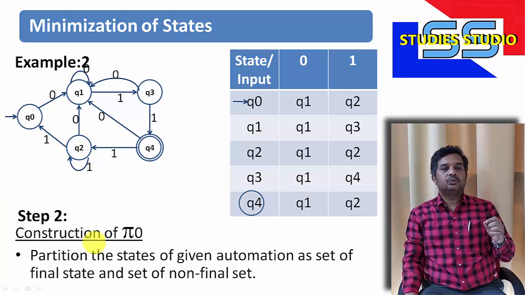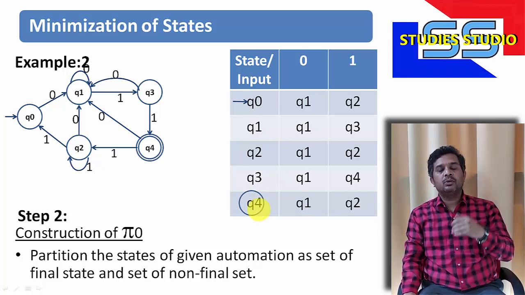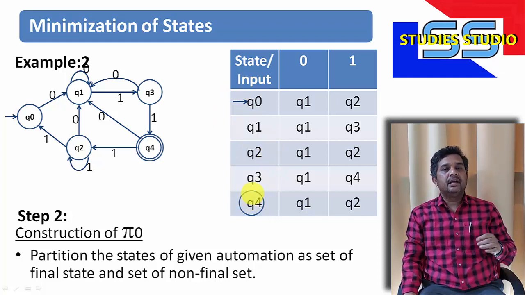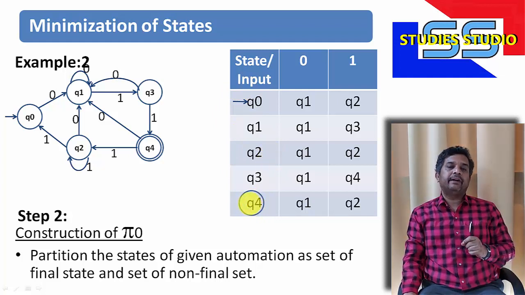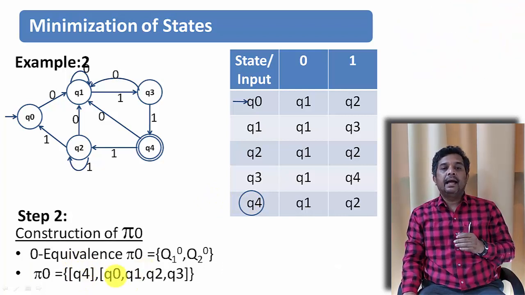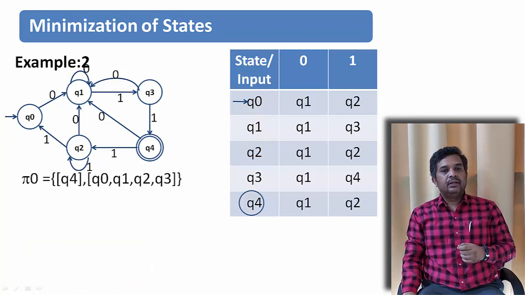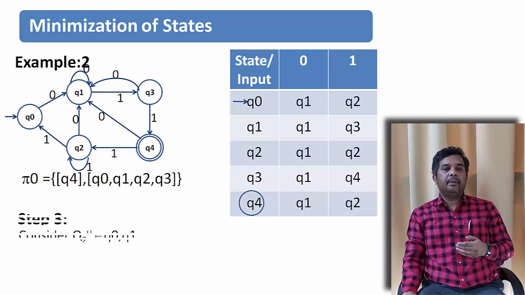The next step is construction of pi naught. In pi naught, if you remember what we do, we make one subset of all the final states and one more subset having all the non-final states. Here Q4 is the only final state. In one partition I'll take Q4, which is the final state, and in another partition I'll take Q0, Q1, Q2 and Q3, which are the non-final states. Based on this pi naught value, I have to calculate pi 1.